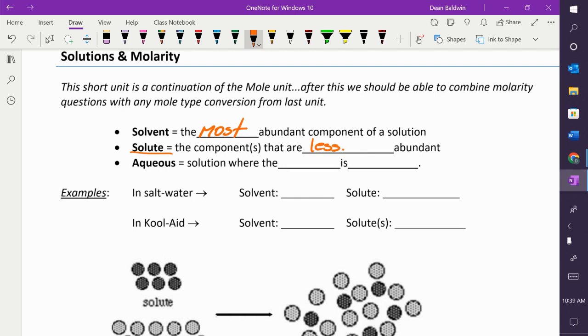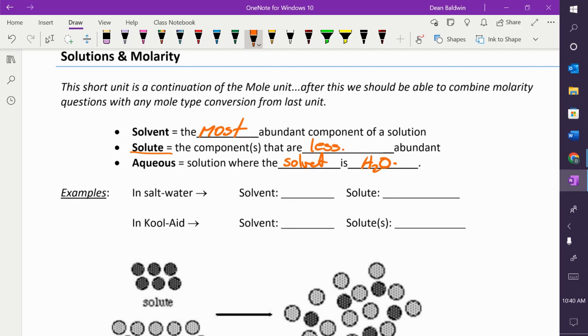What does aqueous mean? It means you have dissolved it in water. The solute is dissolved in water, where the solvent is water, H2O.